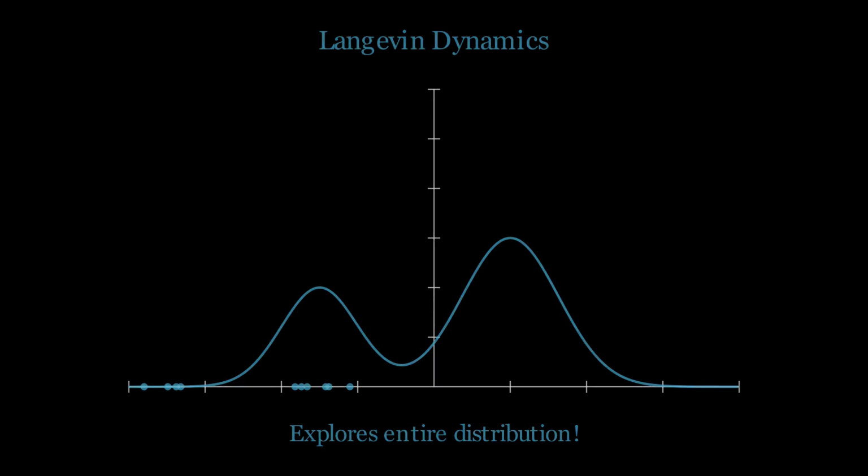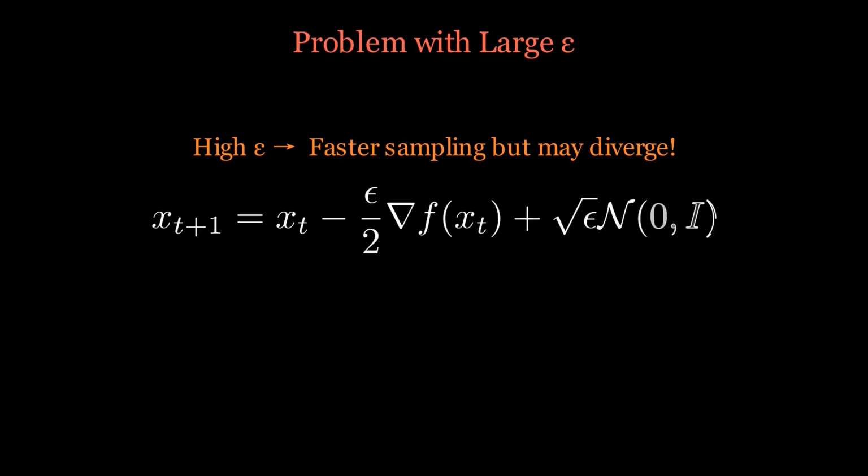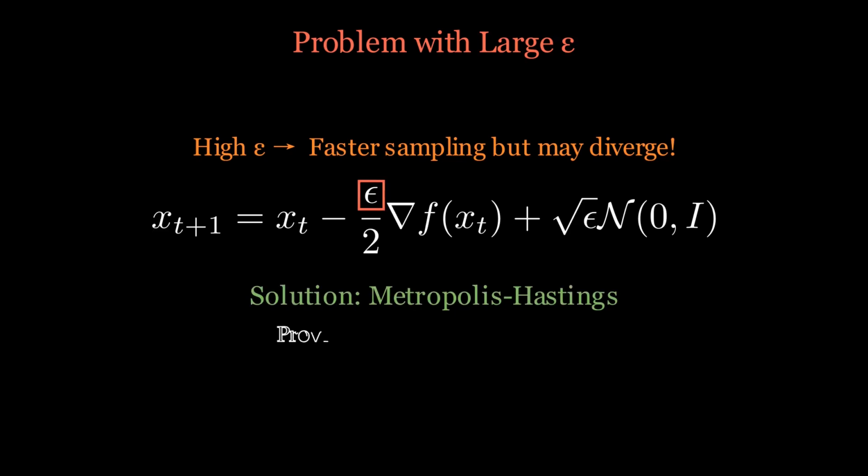But there is a problem with this approach. If we want to speed up the process, we might choose the value of epsilon to be too high, but this can make equation 3 unstable and cause the algorithm to diverge. So it would be good if we could provide some form of guarantee that the update rule will converge. For this, we will take the help of various algorithms such as the Metropolis-Hastings algorithm. I am not going into those details as that's not the focus of this video.